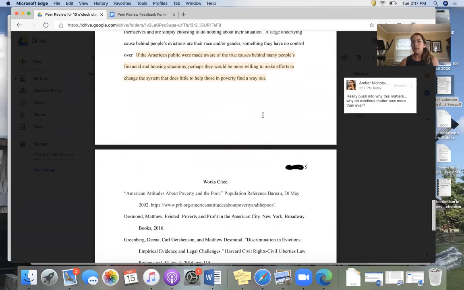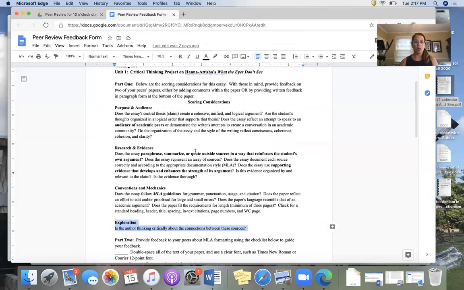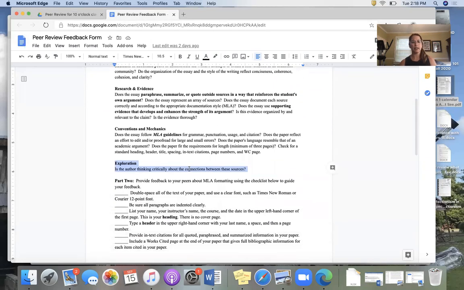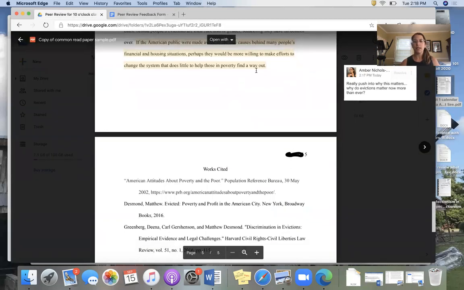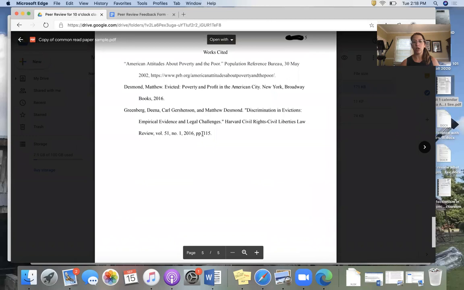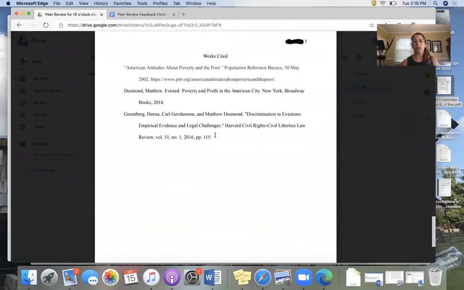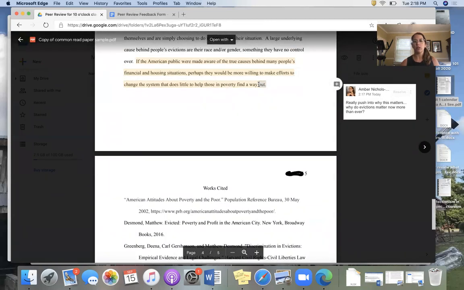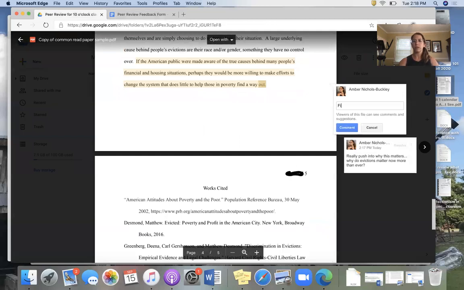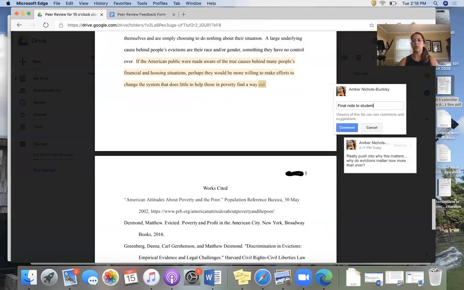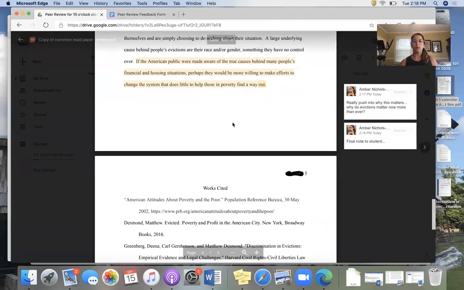Now, if you want to leave the student with an overall note, okay, so something about the strength of the student's argument or anything like that, then you can leave them a note by just commenting toward the end. You know, if you just have a final note that you wanted to leave here, a final note to the student, right? So some good final feedback.